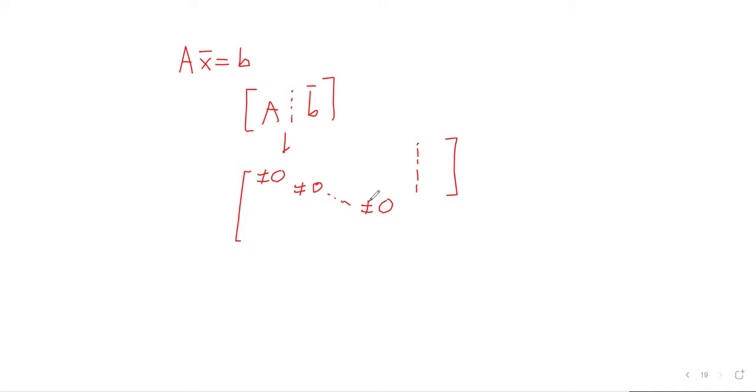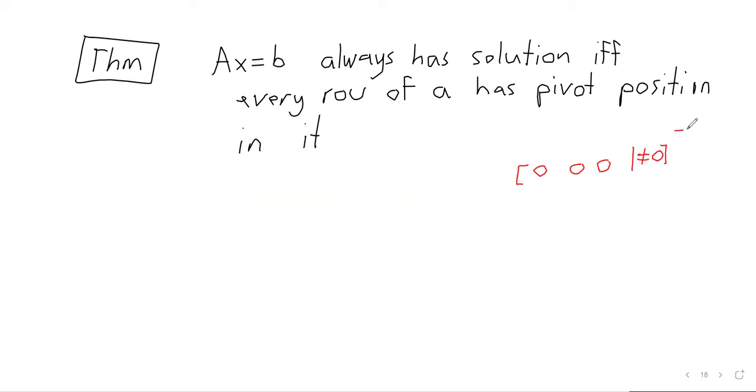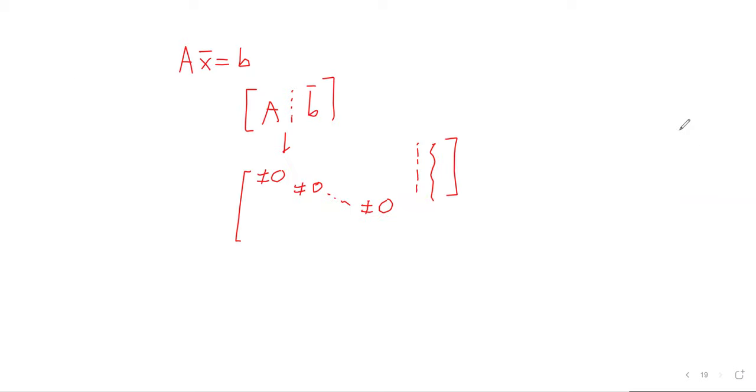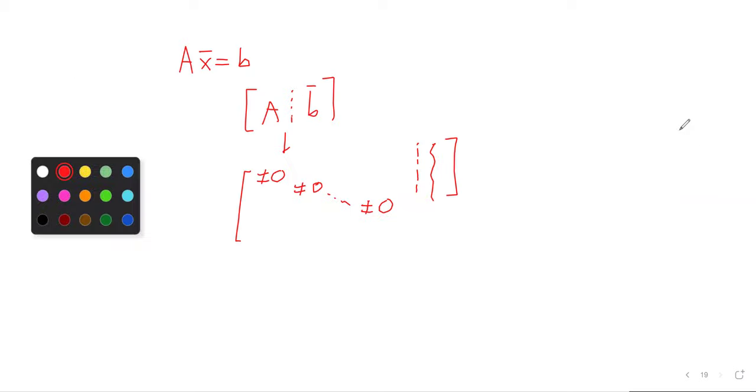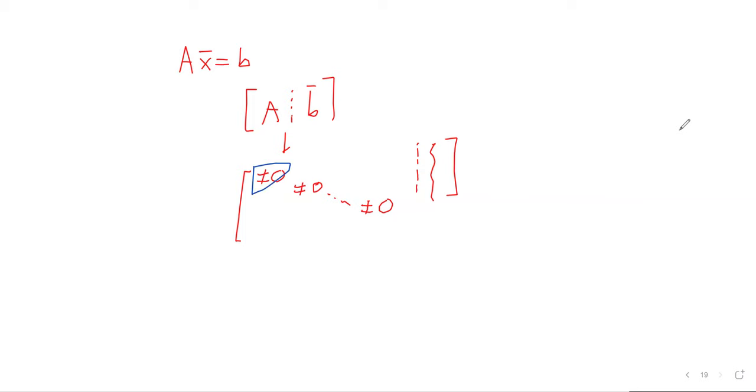And because of that, it doesn't matter what you have over there in the last column. The only way to not have solutions is to have a row that looks like this, but none of the rows can look like that, because all of the rows have some non-zero entry in them.